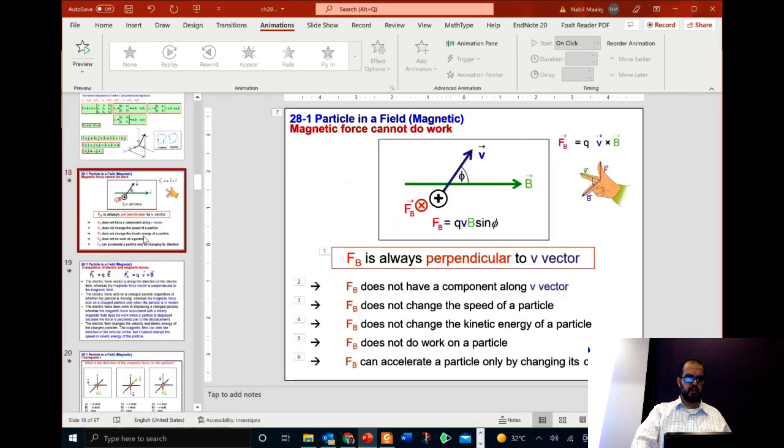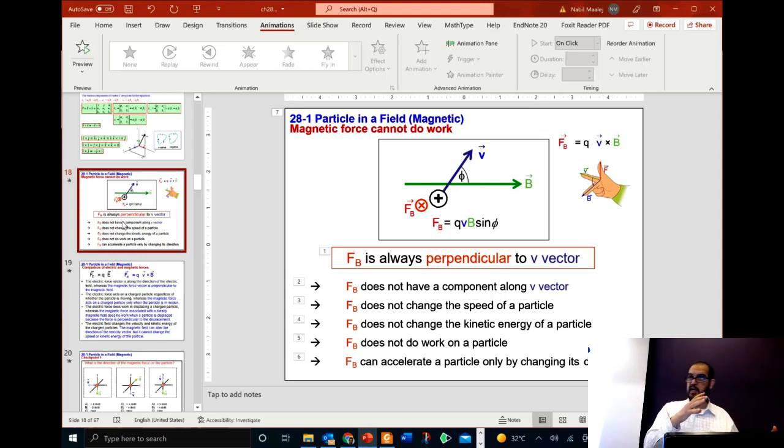We mentioned some very important properties. Because the magnetic force is always perpendicular to the velocity and always perpendicular to the magnetic field vector, it does not do work, because the displacement is always perpendicular to the force. Hence the magnetic force does not change the speed of a particle. It changes the direction of the velocity vector, but it does not change the speed, and since it does not change the speed, it does not change the kinetic energy.